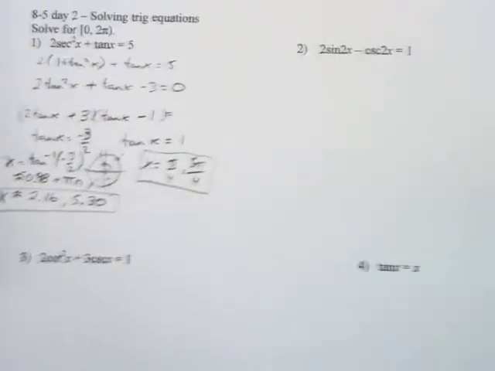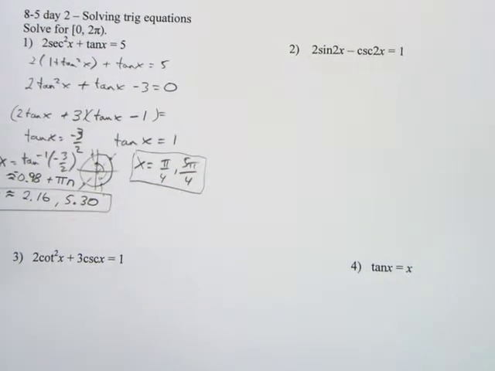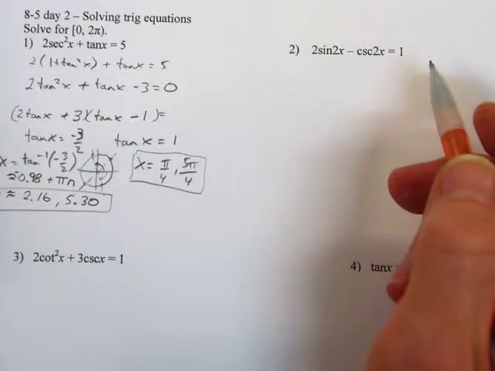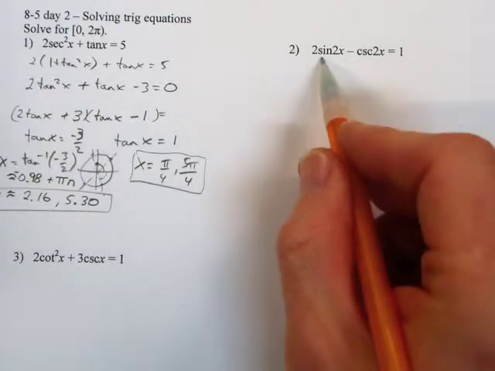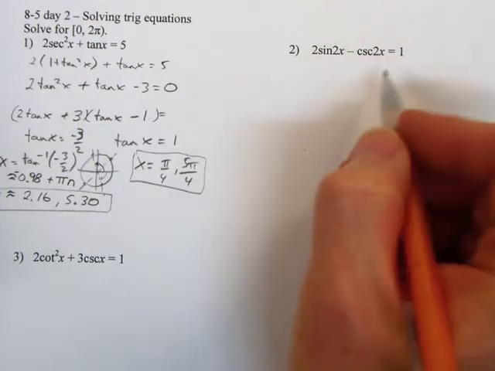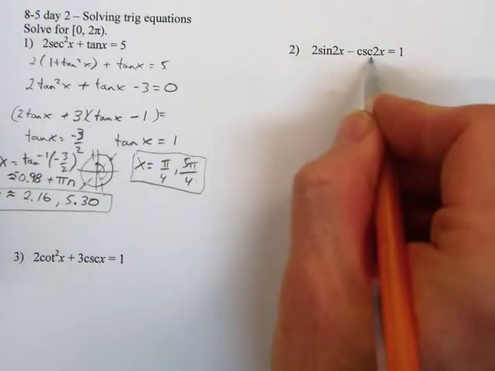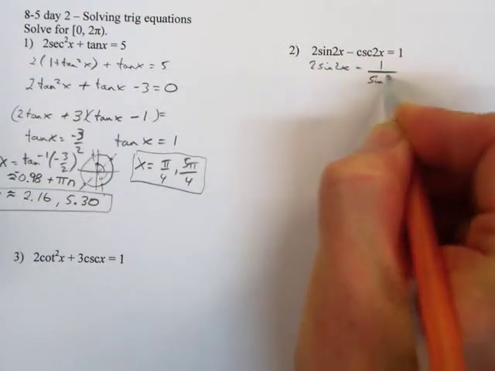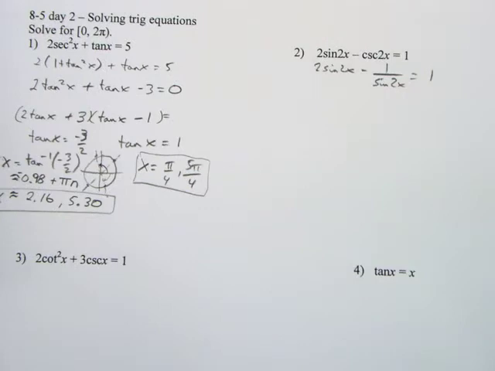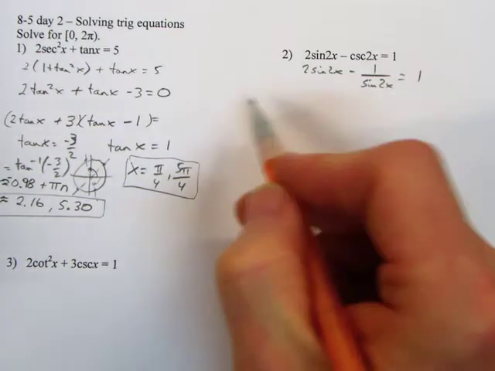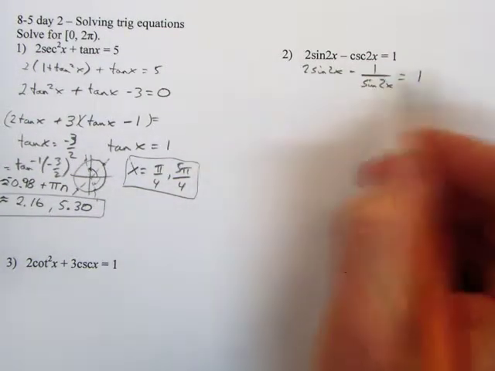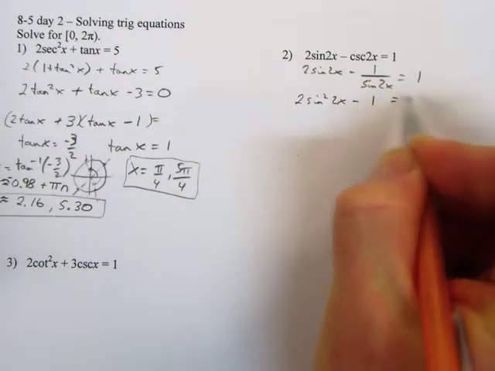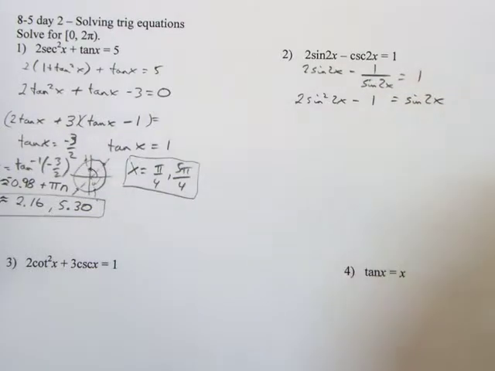All right, let's take a look at the next one. This time we have 2 sine 2x. So this is kind of a combination of 2 things. I see a cosecant, which is the same as 1 over sine. So I'll say minus 1 over sine of 2x equals 1. Now we have something on the bottom there. Let's clear everything out. So we'll multiply every single thing by sine 2x. So we'll get 2 sine squared of 2x minus 1 equals the sine of 2x.